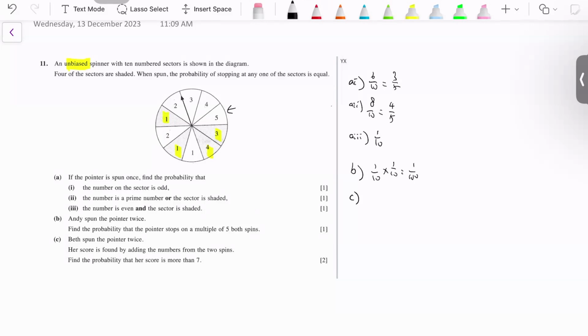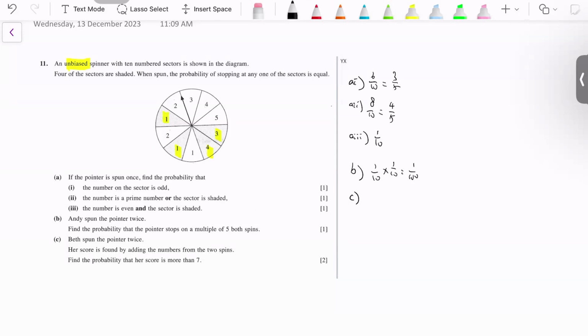Last part, part C. It says that Beth spun the pointer twice. Her score is found by adding the two spins. Find the probability that her score is more than 7. So we need to find the probability which, when added up, gives us more than 7. Ultimately, the result has to be 8, 9, or 10.